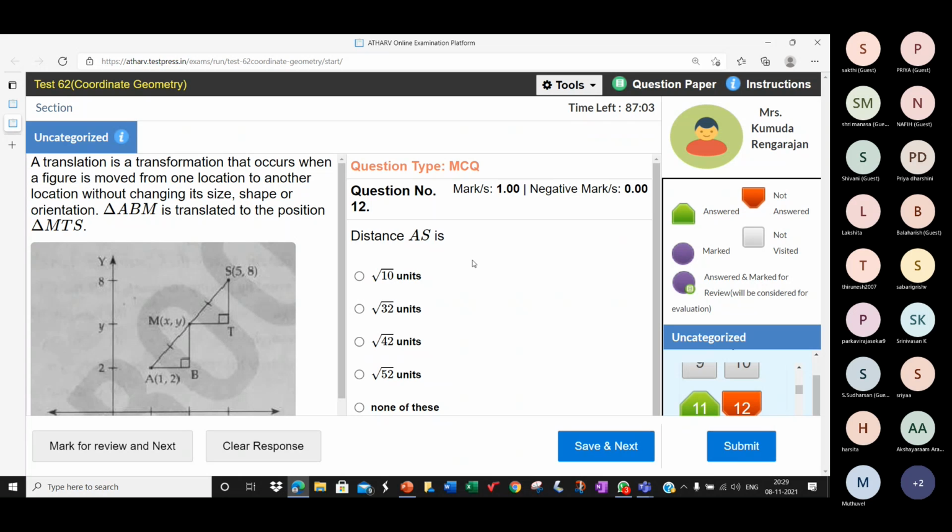Distance AS is equal to root 52 units, ma'am. AS, we know the coordinates, simply use the distance formula. Root of 5 minus 1 the whole square plus 8 minus 2 the whole square.